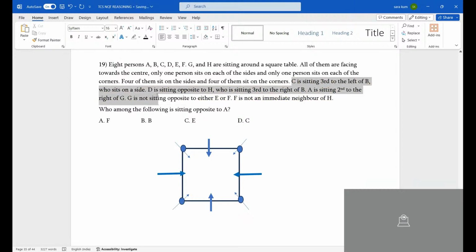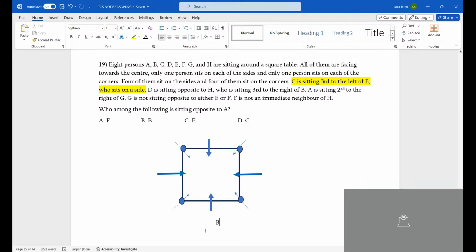The first clue that is given to us is this. So what does the first clue say? C is sitting third to the left of B, who sits on a side. So B, you must always put aside. There are four sides, right? So I'll just choose this side randomly and put B here. So C is sitting third to the left of B.